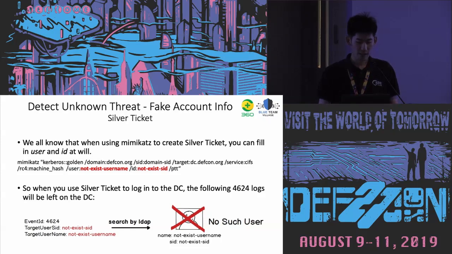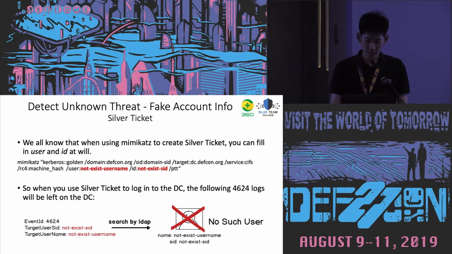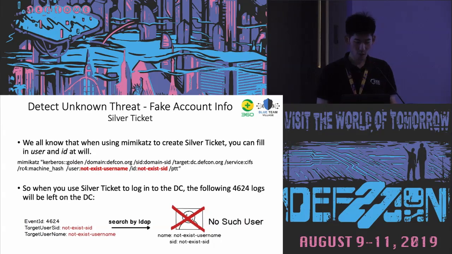When an attacker uses Mimikatz to create a silver ticket, he can fill in any user and any ID parameters. This ticket is valid, but the log will record all the information. So when the attackers use the silver ticket to log into the DC, the following 4624 logs will be left on the DC. When the attacker randomly fills in the username or SID, we can see that the username and SID can't match or can't be queried. So we can use another way to detect the silver ticket when the hacker is not careful.